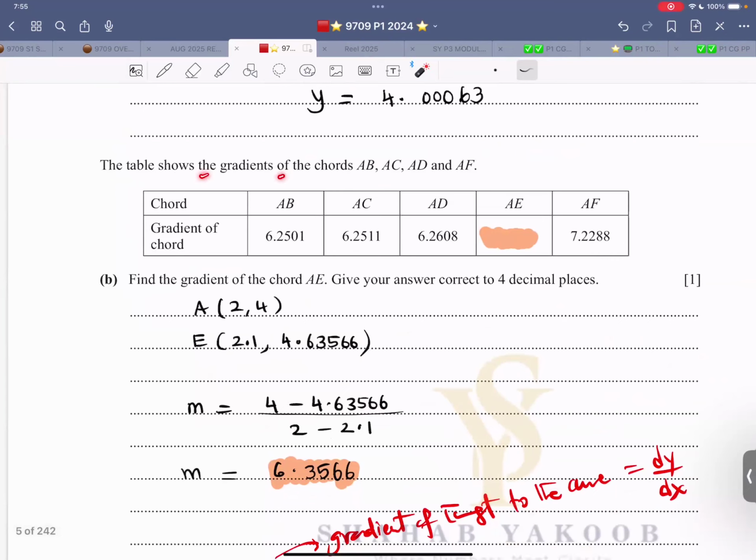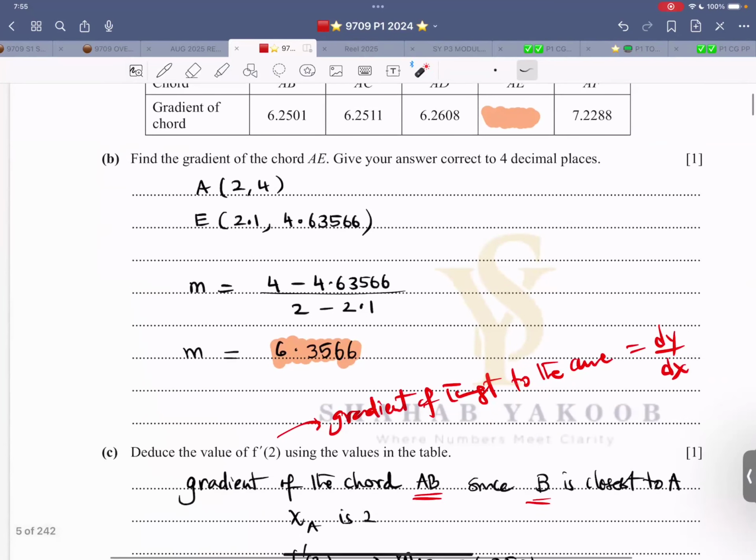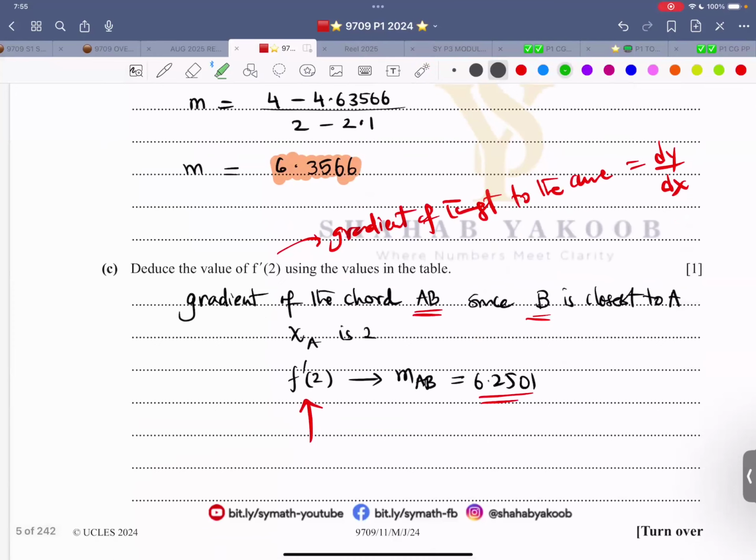The table shows the gradient of the chords AB, AC, AD, AF. So that is AB, that is AC, that is AD, AE is not given, and AF is there. Find the gradient of the chord AE. So we have A, we have E. So now they are making us use the gradient formula, y2 minus y1 over x2 minus x1, and we get this thing.